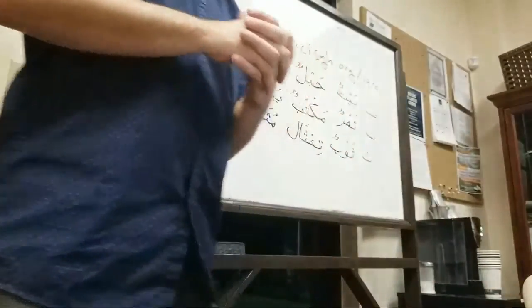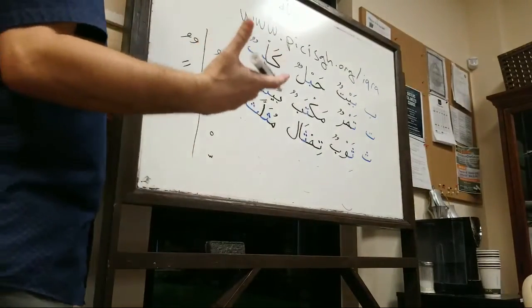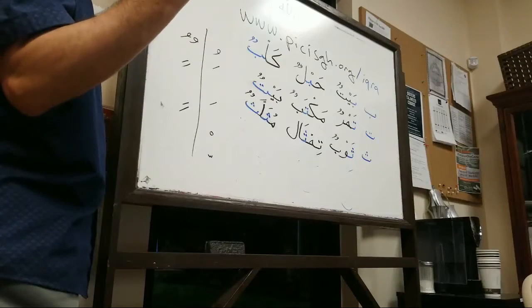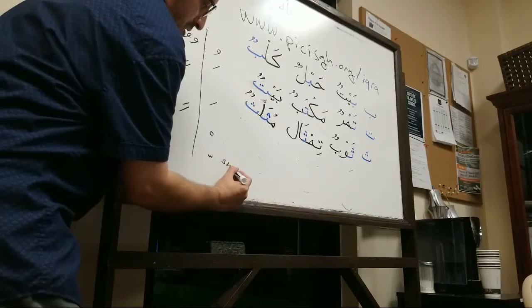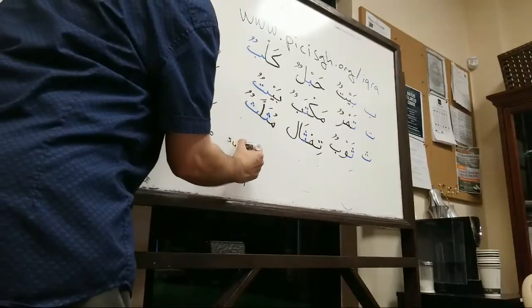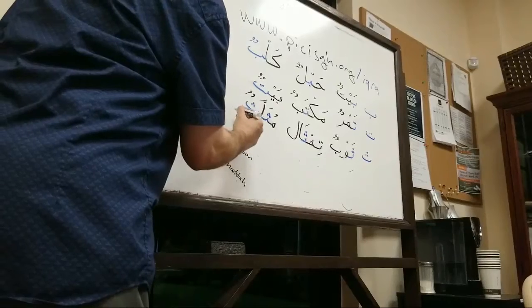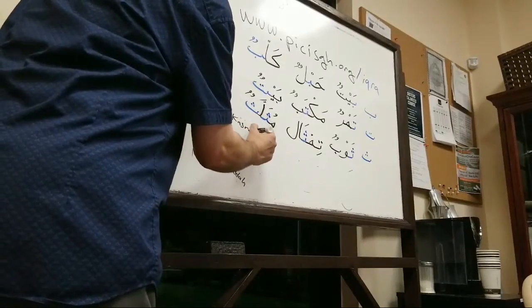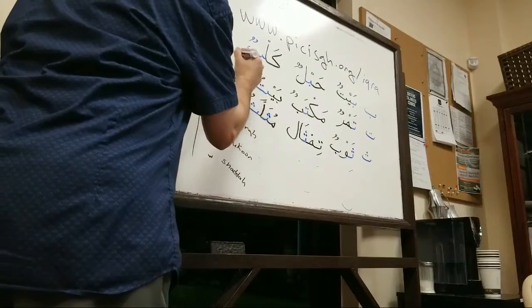What's the W called again? Very good question. It's a W or a laying down three, right? It's called a shadda. Shadda. Sukoon. Kasra, fatha, and dhamma.